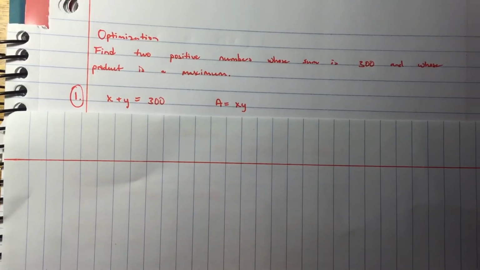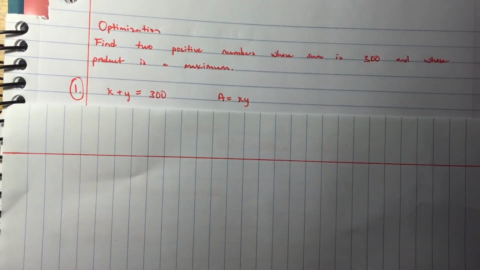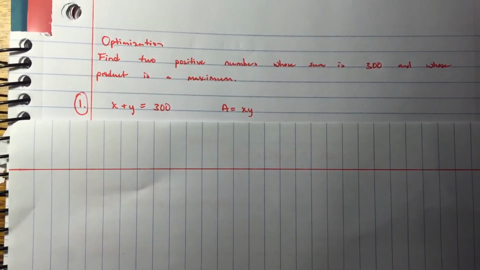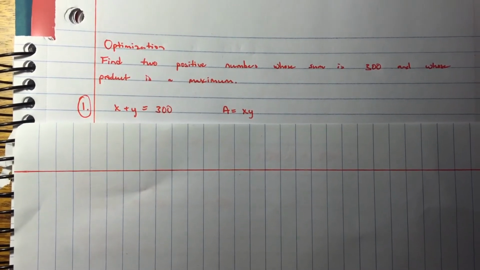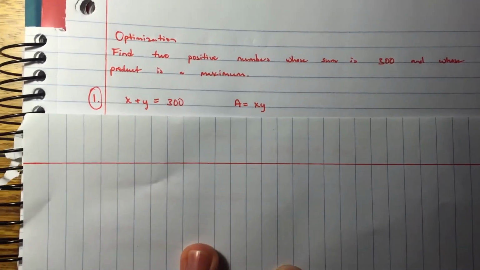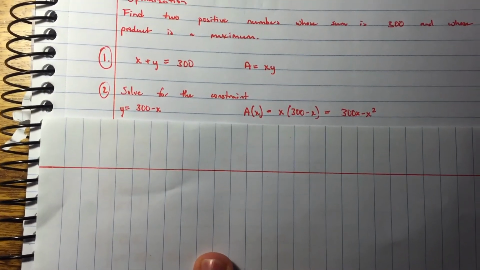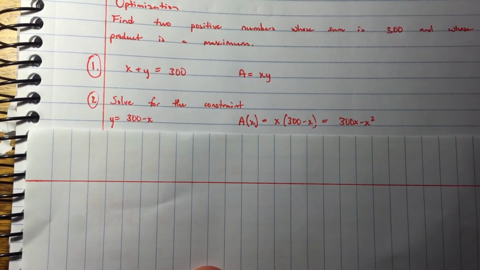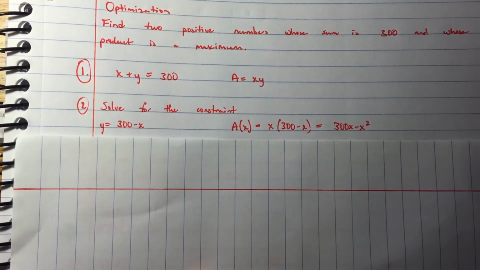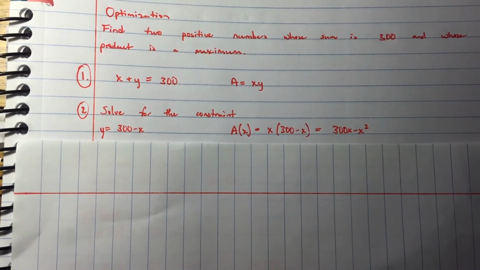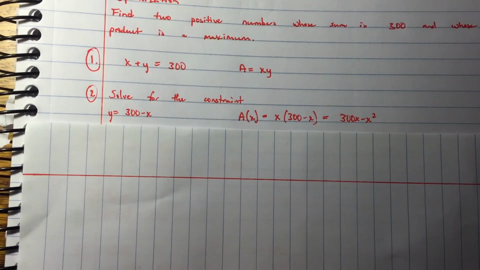The second step is that we now need to solve the constraint for x or y. It really doesn't matter which variable we solve for in this case, and then plug this into the product equation. y equals 300 minus x, or A of x equals x times 300 minus x, which then gives us 300x minus x squared.